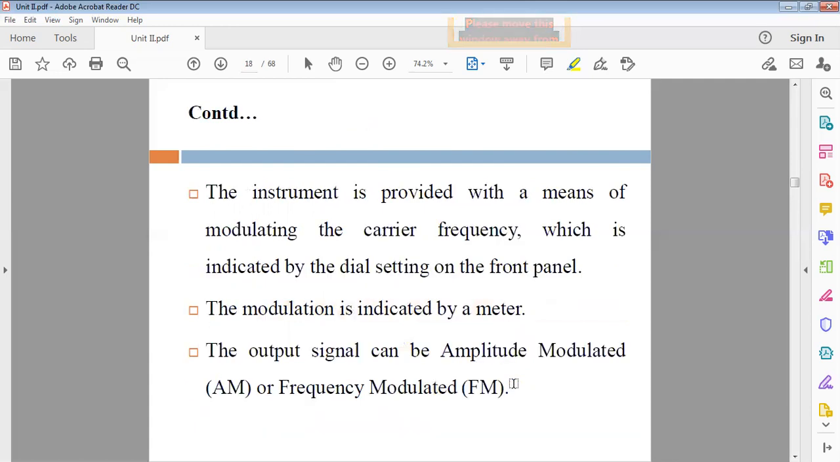Next. This instrument is used to produce the modulated carrier signal at the output. The means of modulating the carrier frequency is provided by a dial on the front panel. We can provide the modulation with the help of a dial on the front panel. Next, the modulation is indicated by a meter. On the front panel, we have a modulation knob, which is used to produce the modulating carrier frequency. After modulation, it can generate an amplitude modulated wave or frequency modulated wave.